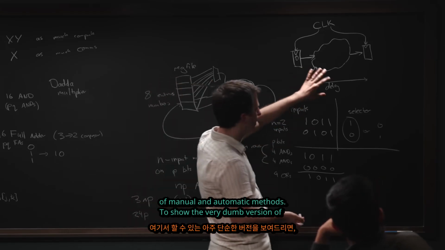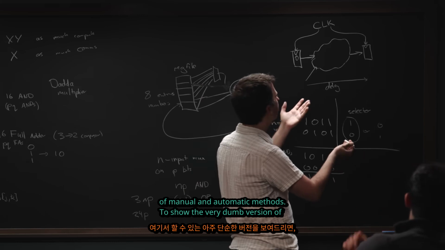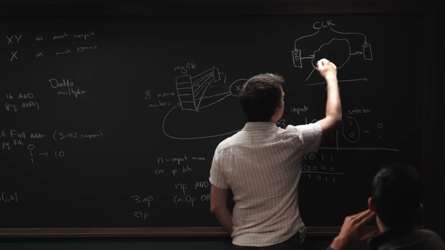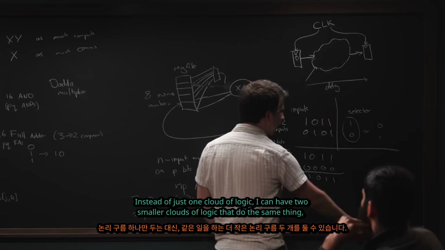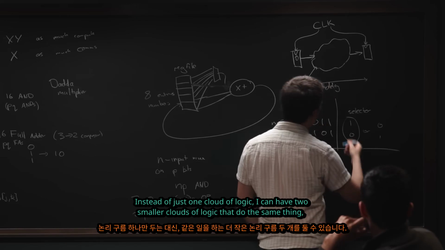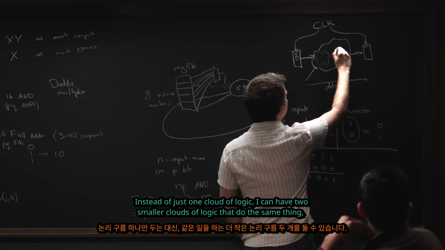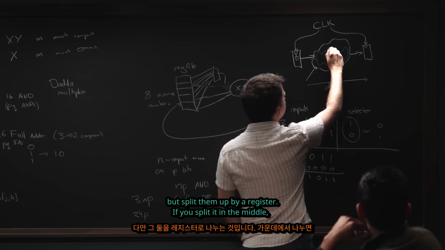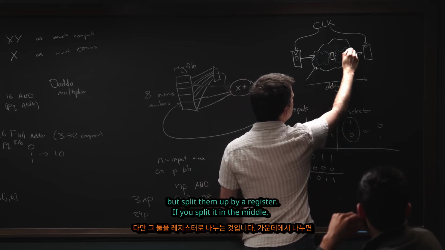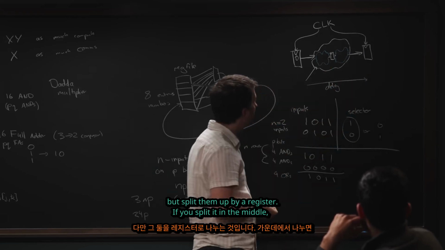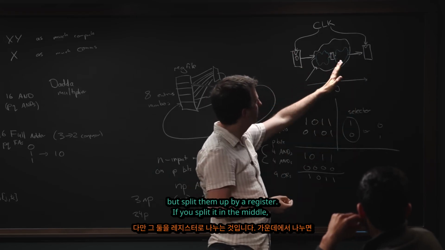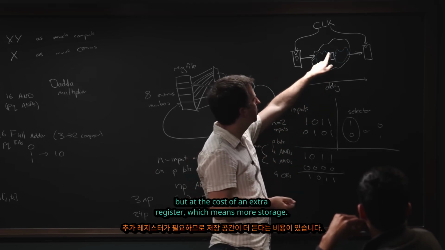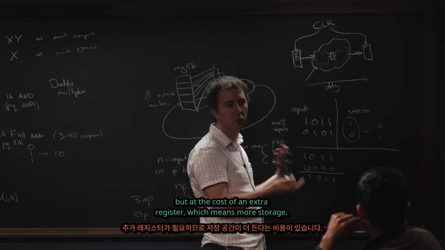So, just to show the very dumb version of what you can do here, you can take this logic and split it in half. Instead of just one cloud of logic, I'm going to have two smaller clouds of logic, which do the same thing, but split up by a register. Feeding in like this. And if you split it in the middle, you can hit twice the clock frequency. That's great. You get twice the performance at the cost of this extra register, and so at the cost of some more storage.